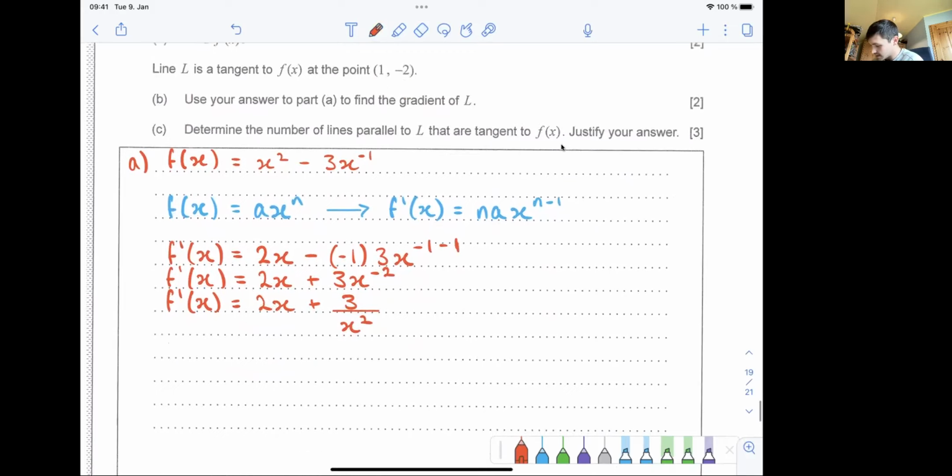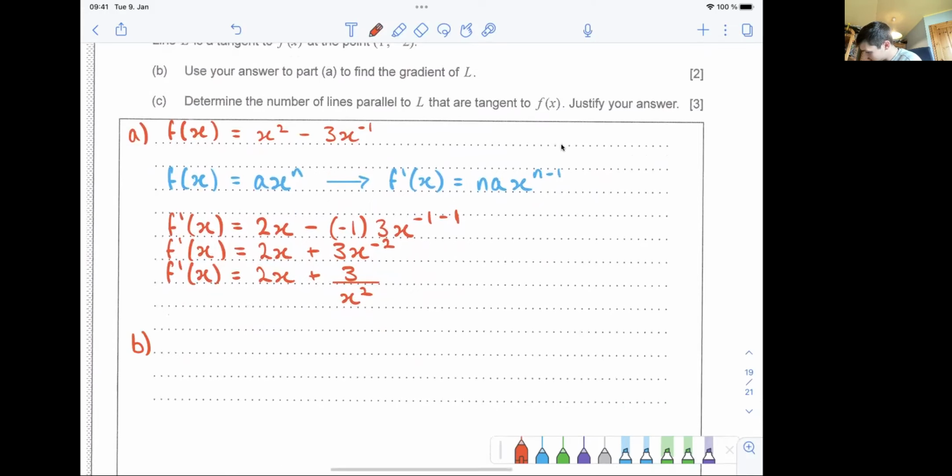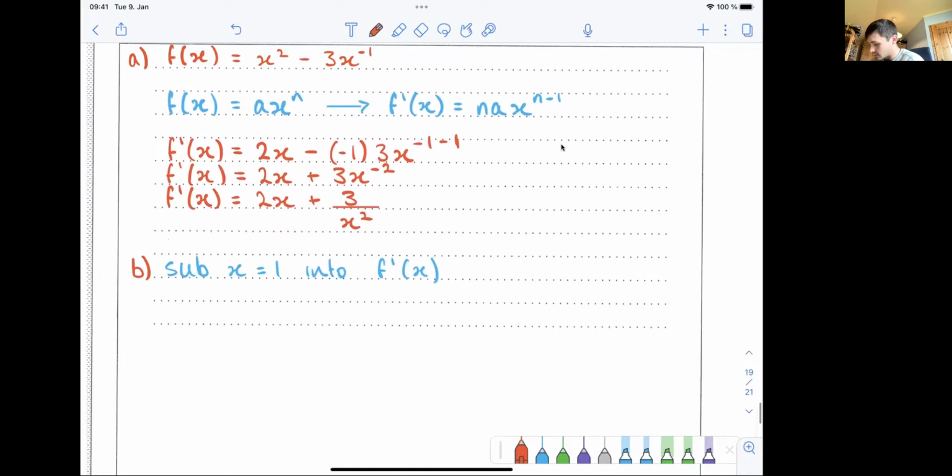All right, so then to answer this, what we need to do is sub x is equal to 1 into f dash x, or our first derivative. All right, and that will look a little bit like this. So we'll go f dash 1, sorry, we should put 1 in there, is equal to 2 times 1 plus 3 divided by 1 squared, which is just 1. And so that's 2 plus 3, which is equal to 5.